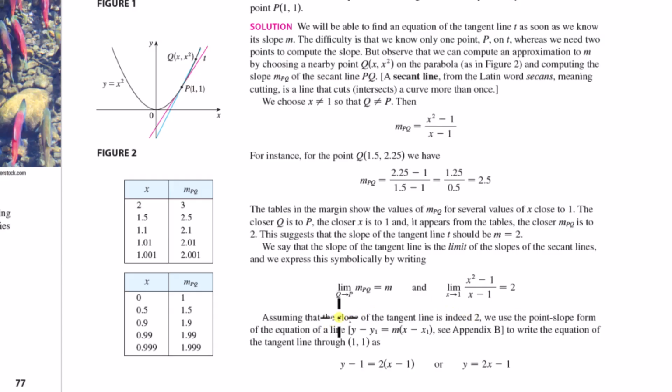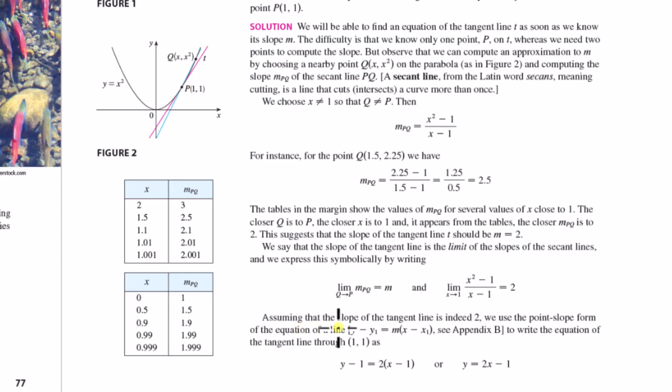But again, note that we haven't stated anything officially here. It's saying, okay, assuming that the slope of the tangent line is indeed 2. So it seems to be the case, but we haven't made any official statement. It does look like the slope of the tangent line to y equals x squared at P, which is (1, 1), is 2. But again, we haven't made any official statement yet.